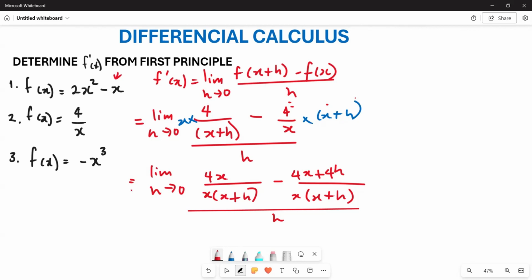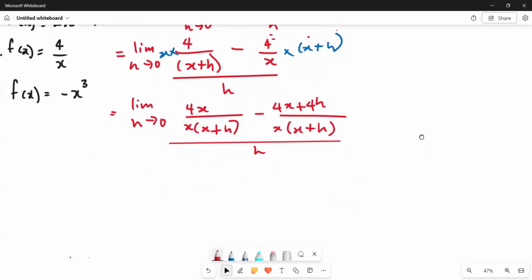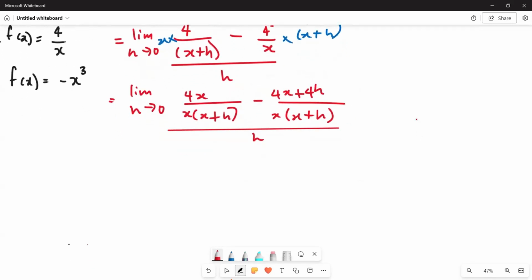Okay. Then now, what else am I going to do from here? I am going to write everything under one denominator. So from here, this is actually going to be the same as the 4. Remember, this is my limit as h approaches 0. This is going to be the same as 4x.